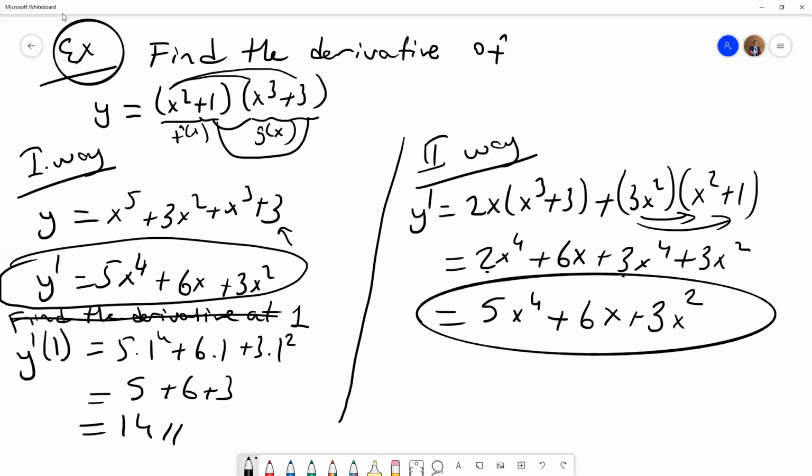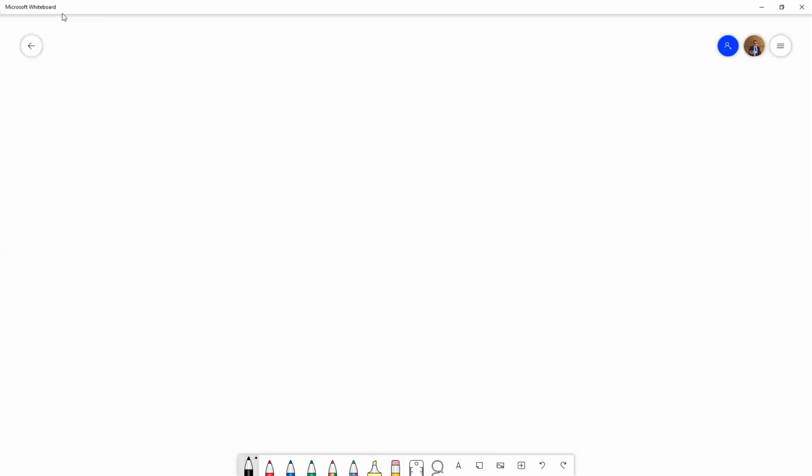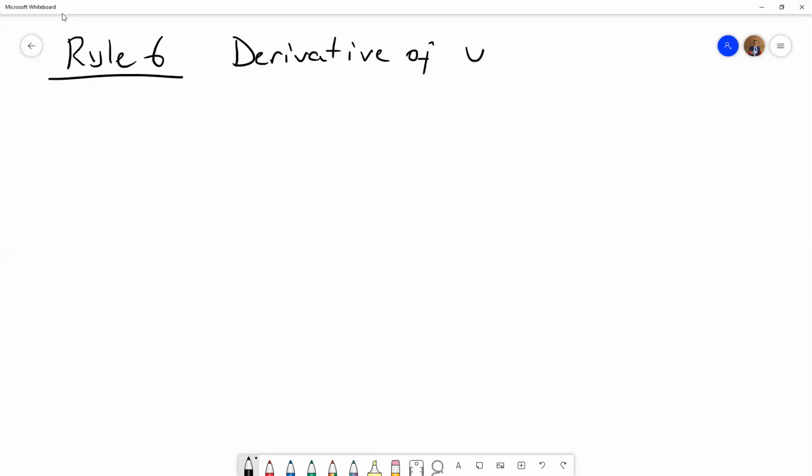So the first way and the second way are the same, and we can do it like that. Now we have the quotient rule, I mean the division rule. Now we have rule 6: derivative of a quotient. This means division.